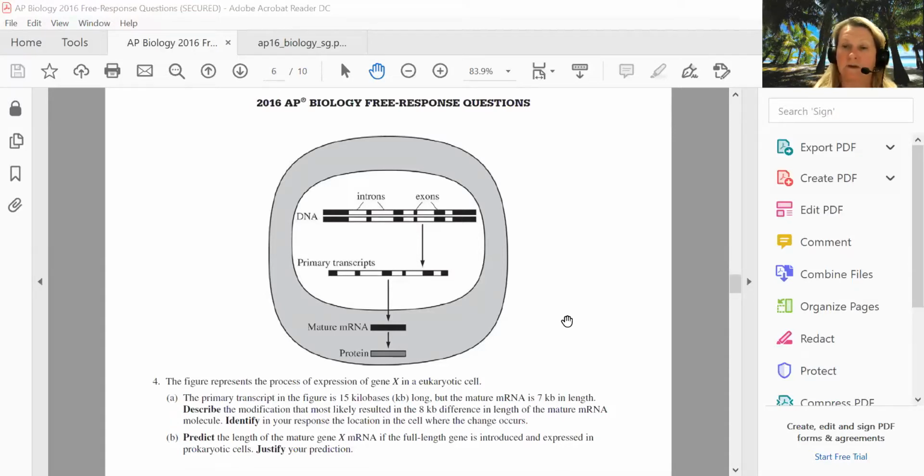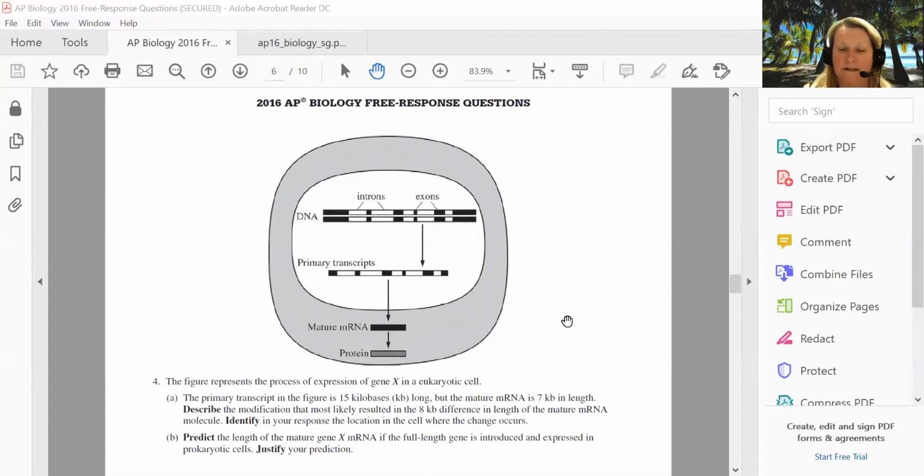Intron splicing is one of the 3 events that has to happen before the mRNA can leave the nucleus. Do you remember what the other 2 are? One is intron splicing, one is a 3' poly A tail, and one is putting on that 5' cap. So those are the 3 things that have to happen in the nucleus before the mRNA can leave the cell.